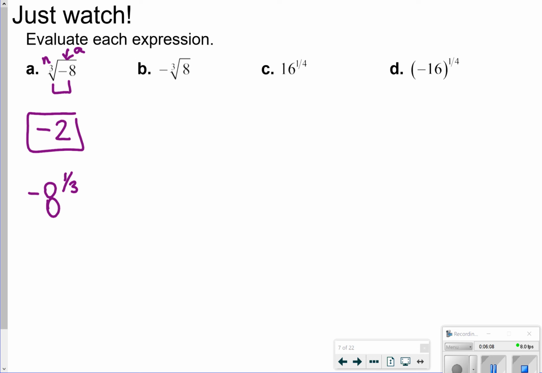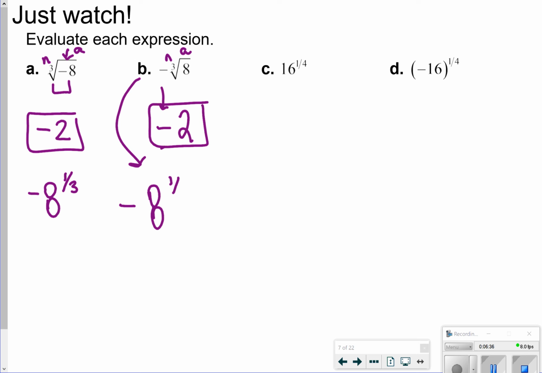For letter B, same thing here. You're finding the cube root of 8, which is 2. Here's n, here's a. But you have to bring down this negative sign. So your answer for B would actually be -2. Again, you can rewrite this expression as the negative of 8 to the 1/3 power. It's basically saying the negative is hanging out on the outside, so you would solve what's on the inside first and then bring down your negative.